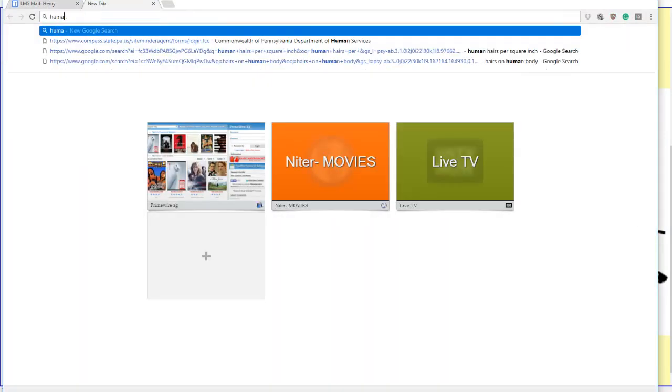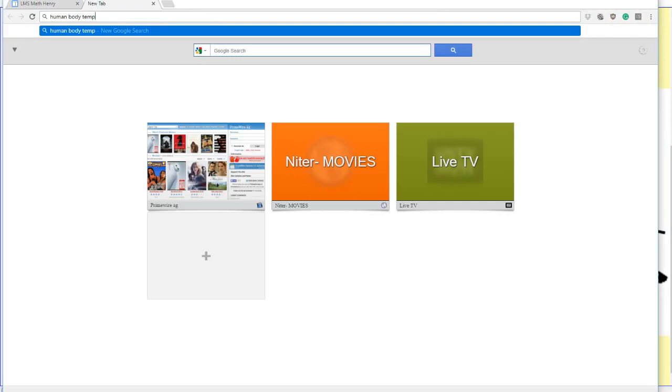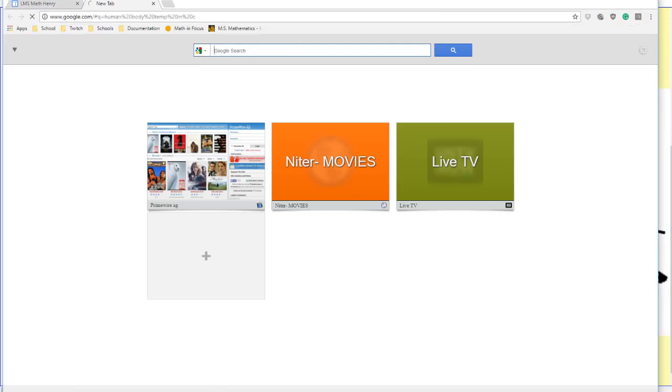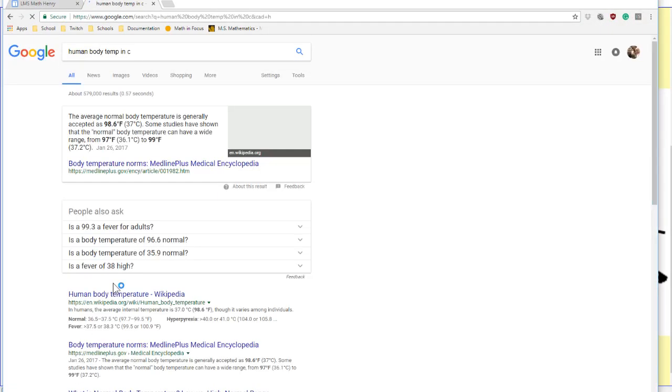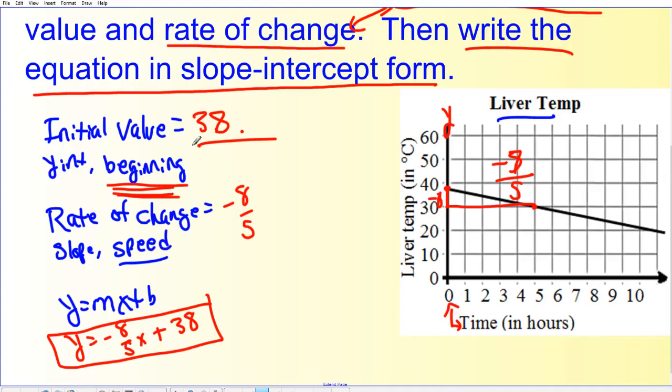If we ask Google, human body temp in Celsius. I just put C. Google knows what I mean. So the average normal body temperature is generally accepted at, look at that, 37 degrees Celsius. I should have stuck with what I started with. I changed it to 38. It goes on and on, but good old Google says roughly 37, 38 degrees Celsius. I rounded it up to 38. Should have stuck with my gut and went with 37, but that's okay.